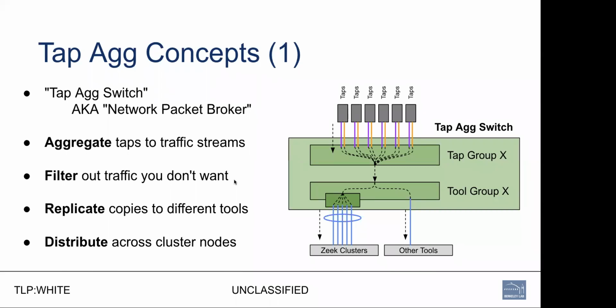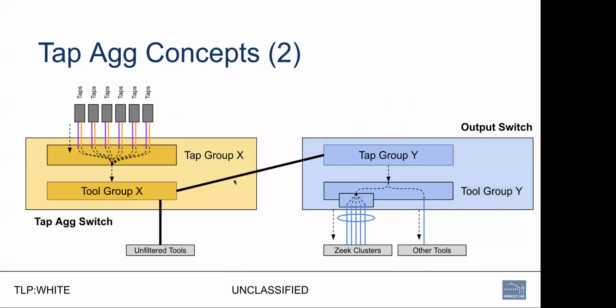You can replicate the traffic streams across multiple tools if you have Zeek and Suricata and FireEye, whatever. And if you need more capacity than a single tool can provide, you can also distribute or load balance it across multiple tools in a cluster. And so this is all functionality that you can largely do in a single 1U TAP-AG device today.